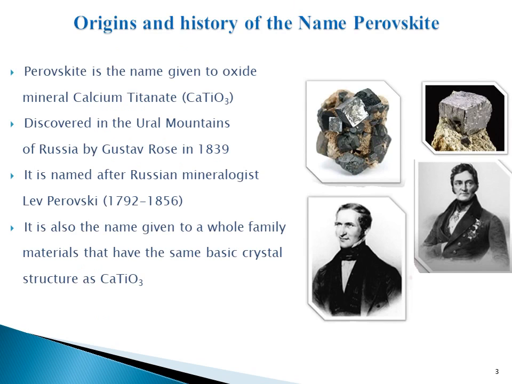Perovskite is actually the name given to the oxide mineral calcium titanate. This mineral was discovered in the Ural mountains of Russia by the German mineralogist Gustav Rose in 1839, shown in the bottom left. It is named after a Russian mineralogist, Lev Perovsky. A whole family of materials with the same basic structure as calcium titanate were discovered.